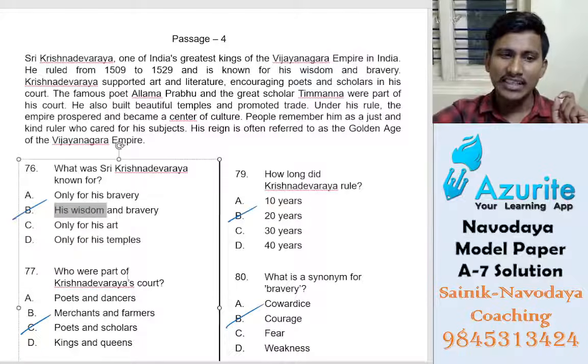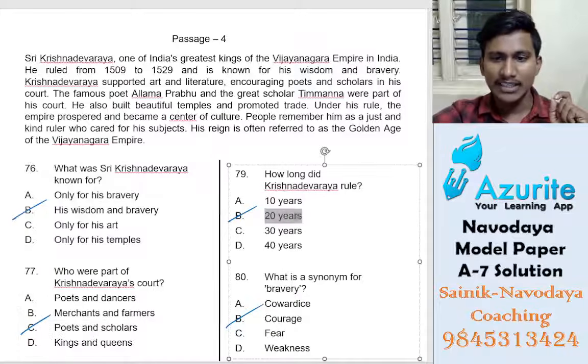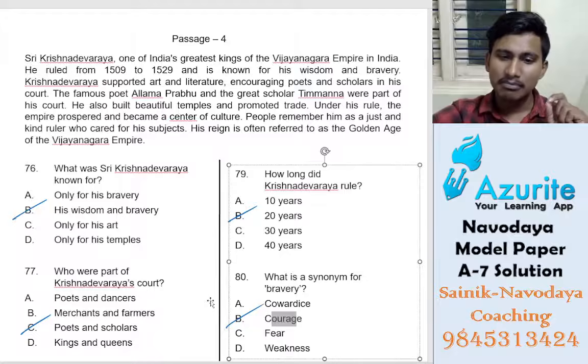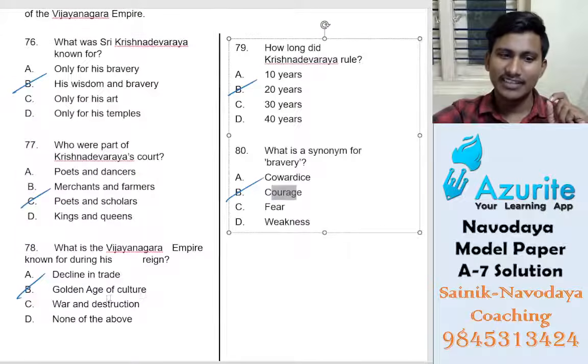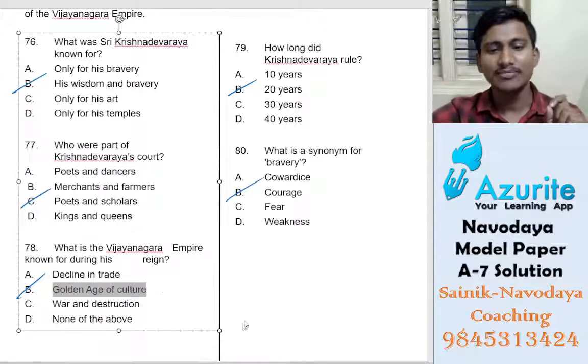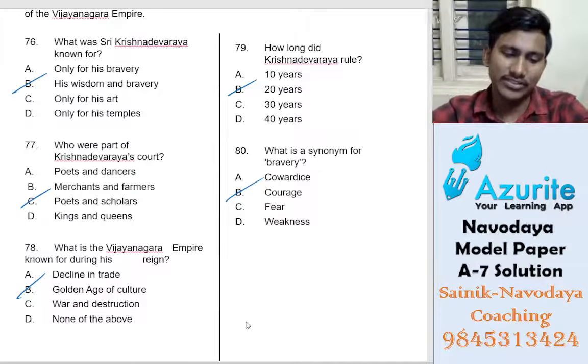76 is A, 77 is C, 79 is B, 80 is B, and 78 is also B here. Okay, these are the answers for the passages.